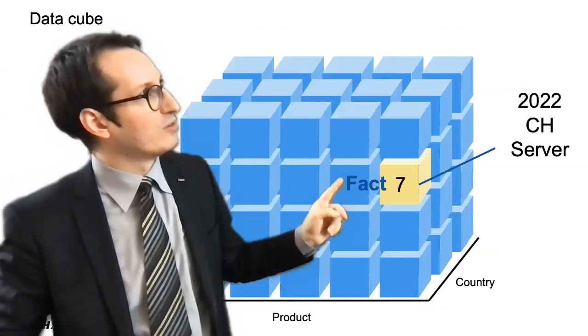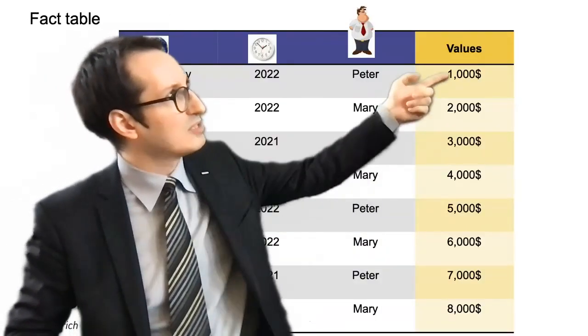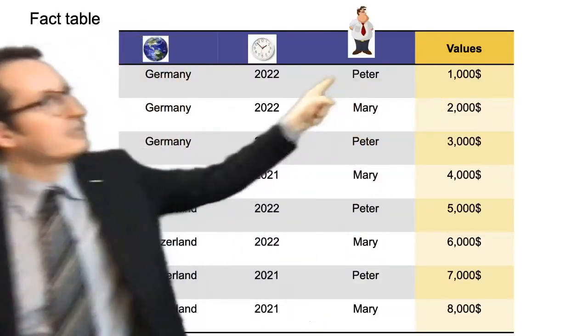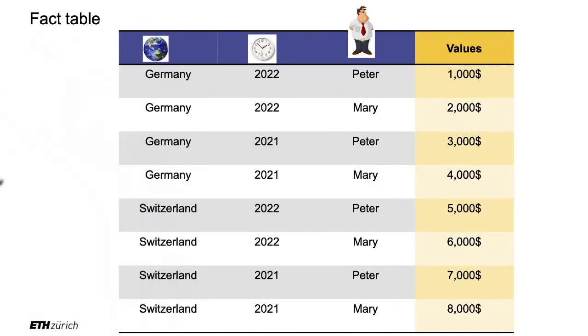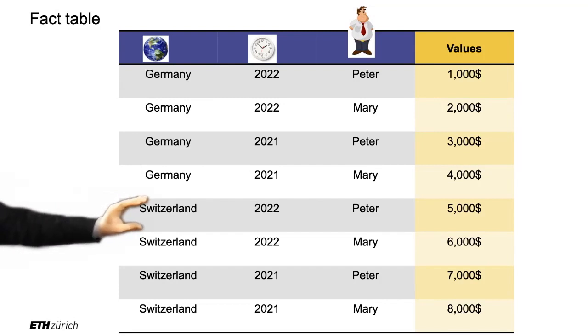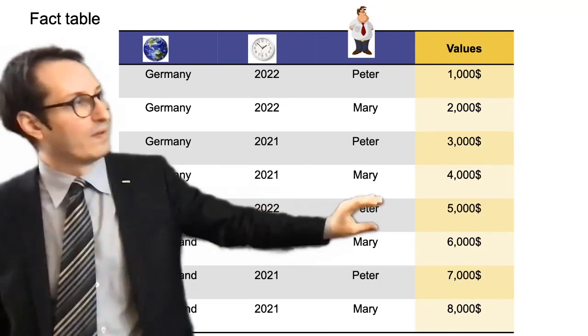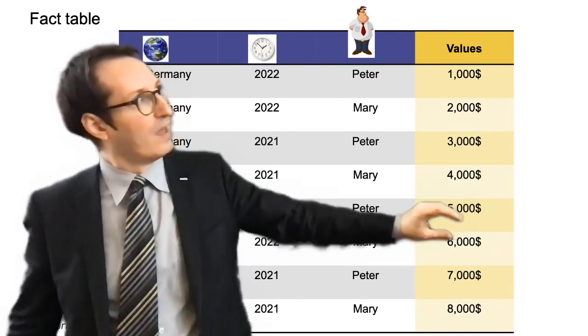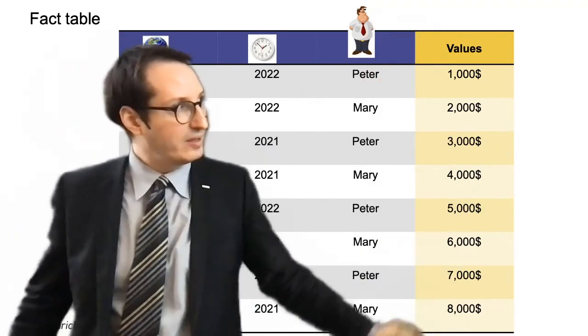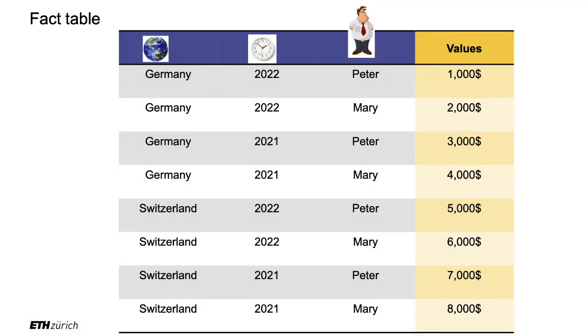So these seven here would go in this last column, seven would be somewhere here. And here you have the dimensional coordinates. For example, here we have the cell at the location Switzerland, year 2022, and who is Peter? And the number inside that cell is 5,000. And I have, in that case, eight cells like that.